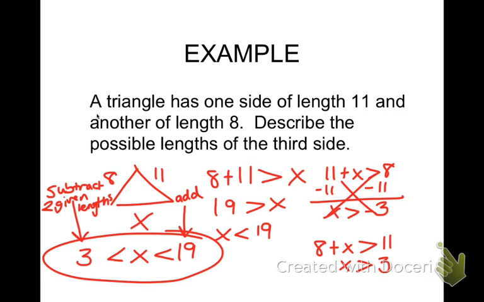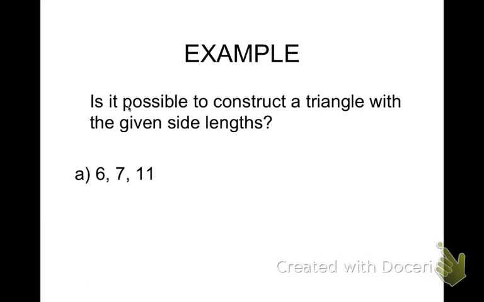So now the last type of example that you're going to have to be able to do is, what if instead of just giving you 2 side lengths, I give you 3 side lengths, and the question then asks, is it possible to construct a triangle with those side lengths? Here, we need to make sure that if I add 2 sides together, they will be larger than the third side.